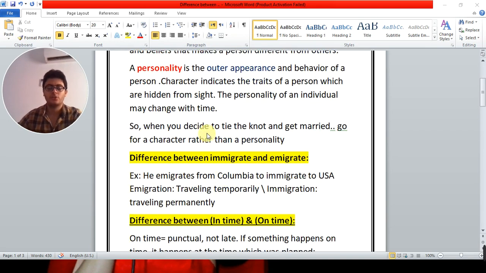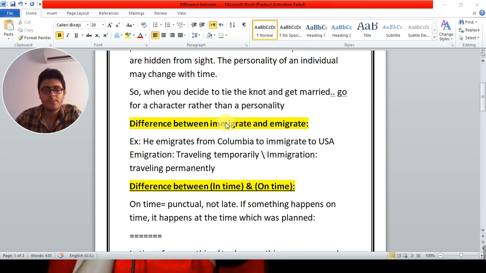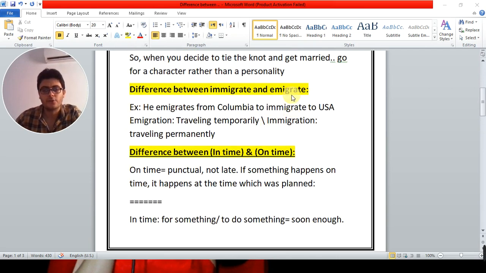Let's move on to the difference between emigrate and immigrate. Both mean to travel from one place, especially your hometown or homeland, to another place. Let's see this example: He emigrates from Colombia to immigrate to the USA. So emigration means to travel temporarily, to travel for one specific reason.